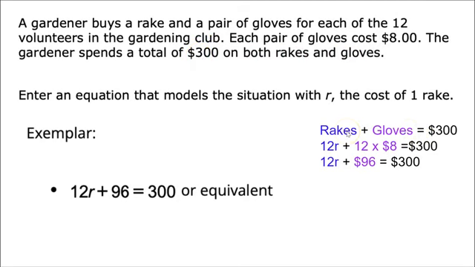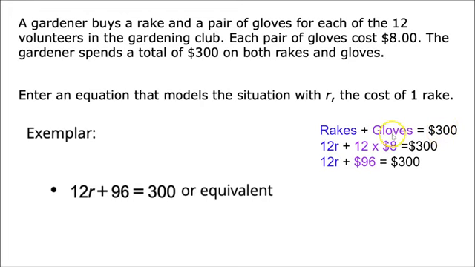Now we have to define these two variables, the gloves and the rakes. We know we have 12 volunteers, but we have no idea how much the rakes cost. Where it says in this last sentence, we want to designate R as the cost of one rake. So one rake times 12 will tell us the total cost of rakes that contributes to the total cost of what was spent.